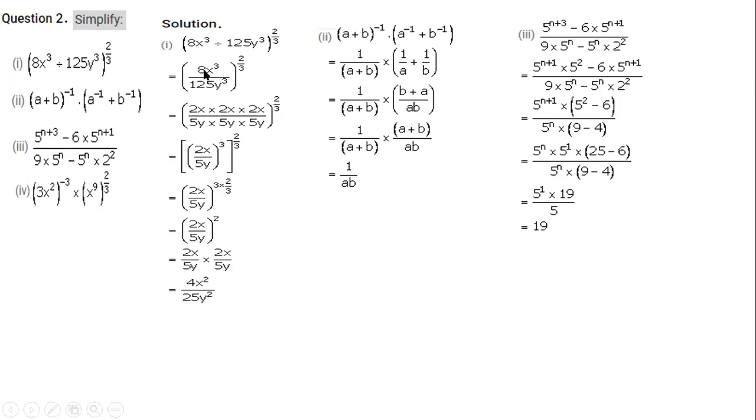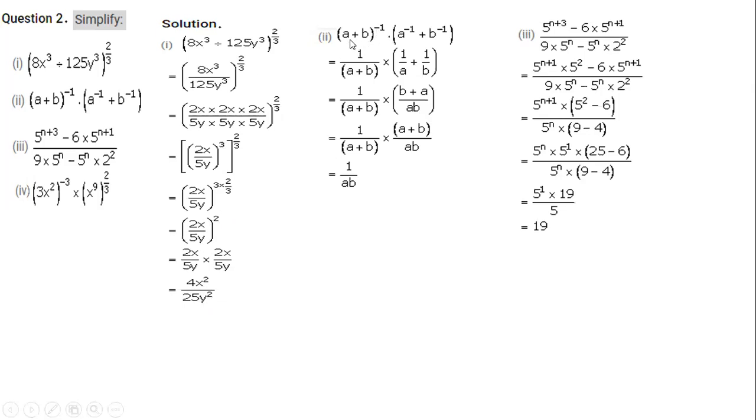8 is the perfect cube of 2 and 125 is the perfect cube of 5. So we can write this as (2x) whole cube and the denominator as (5y) whole cube. On combining, we'll get (2x/5y) whole cube, power 2/3. Apply the power law, we'll get (2x/5y) whole square, which can be written as 4x² over 25y².